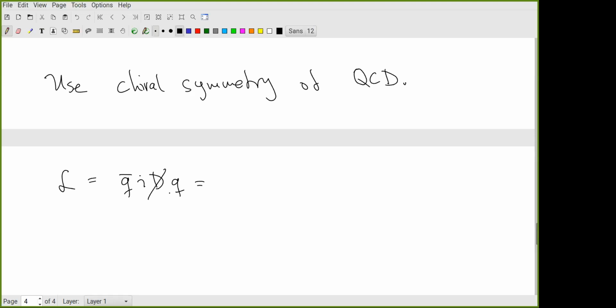We can split the quark fields into left and right-handed fields and write it like this: q bar left i D slash q left plus q bar right i D slash q right. And this D mu is just partial mu plus i times the strong coupling times the gluon fields.